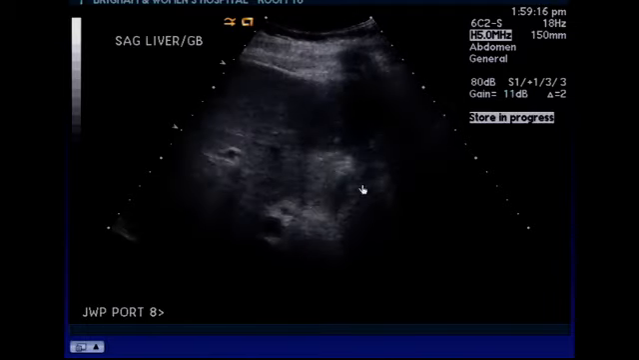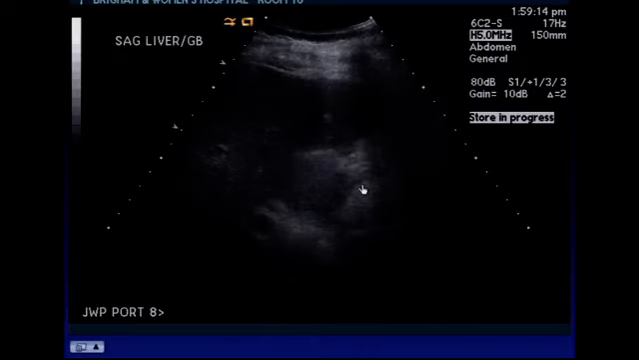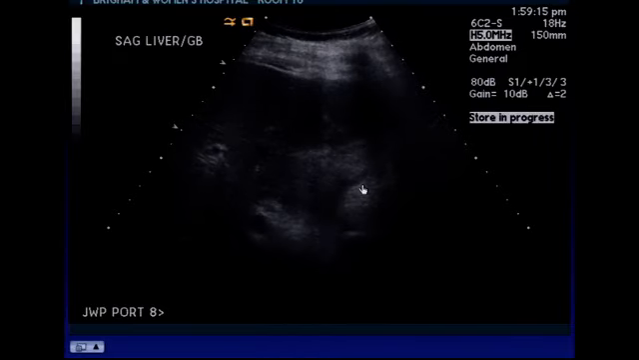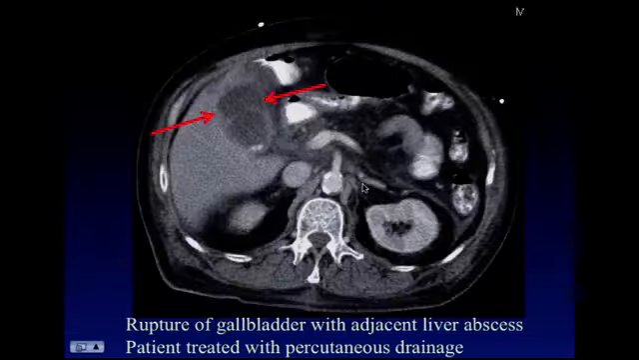And so this led us to be concerned, based on his rapid clinical deterioration, that this gallbladder had in fact perforated, and this was an abscess, and this was confirmed on the subsequent CT scan. Here we see the gallbladder with the frank perforation and the cholecystic collection in the liver. And so this patient was treated with percutaneous drainage and fortunately survived.